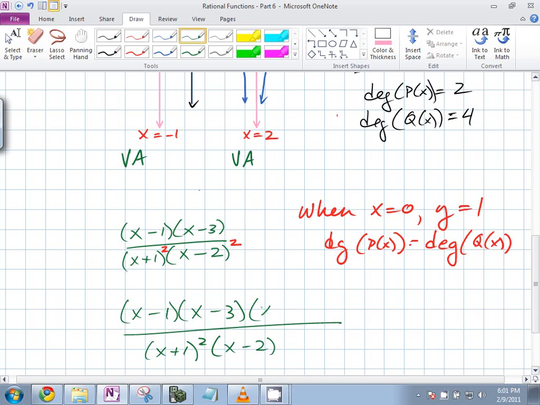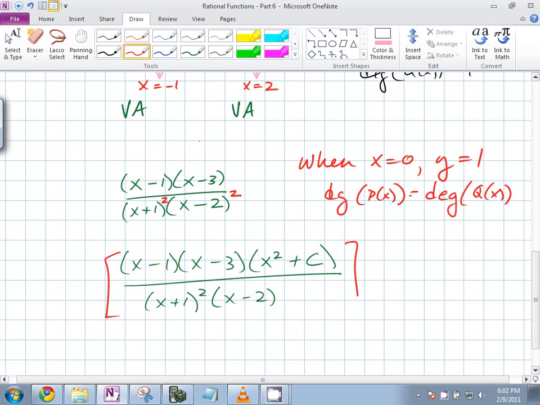If we put x squared plus some constant c there, as long as c is greater than 0, x squared plus c never crosses the x-axis, so it doesn't add a 0 into this graph. What's nice about this is we also know that when we plug x equaling 0 into this equation, it should come out to be 1. So that will allow us to solve for c. Let's give that a try.